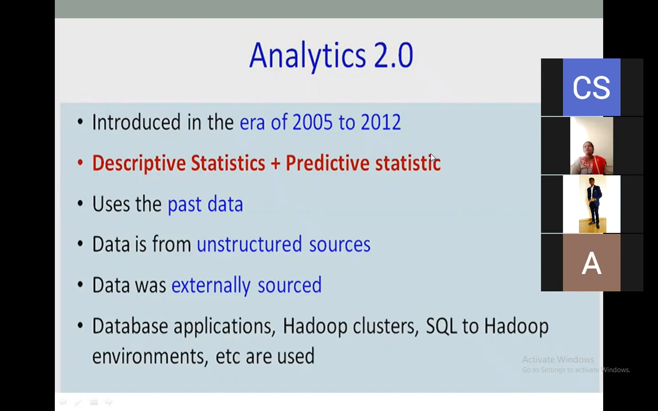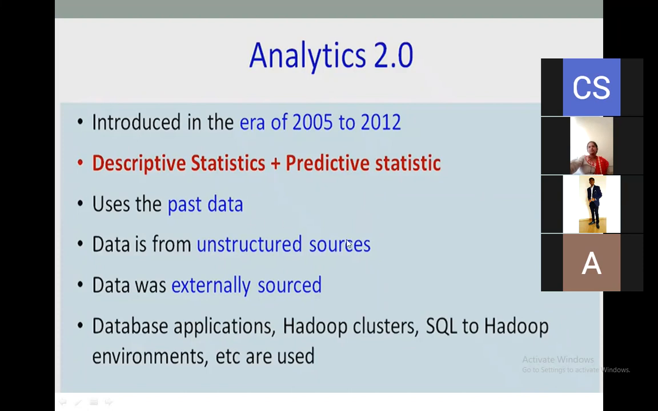Suppose you need competitive information, about who your competitors are and what activities they perform. That data can be collected from external sources, while your organization-related data is an internal source. So we collect data from external and internal sources, and the data is in the form of unstructured sources.